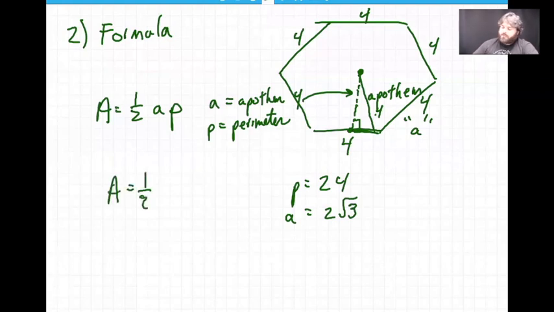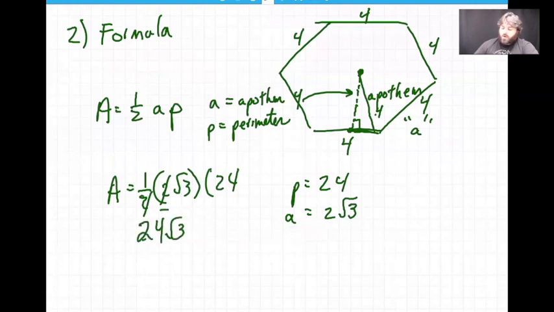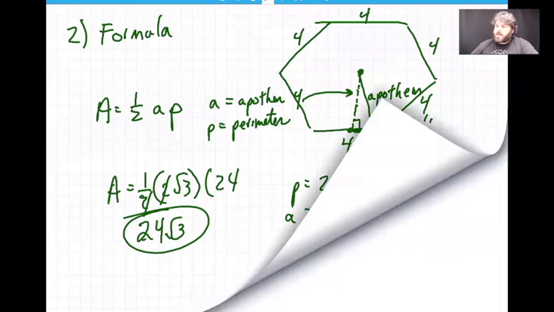So 1/2 apothem times perimeter, the 2's cancel, and you're left with 24√3. So that's a quick shortcut. It doesn't save you a lot of time, but it is a little bit of a time saver, so it's worth mentioning. All right, moving on to the next topic.